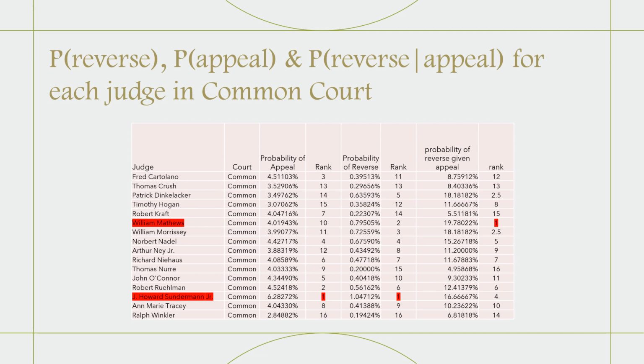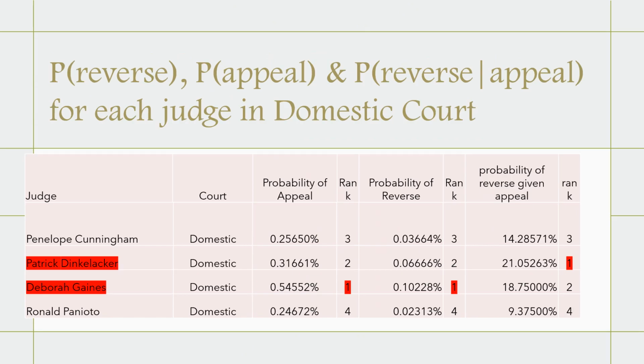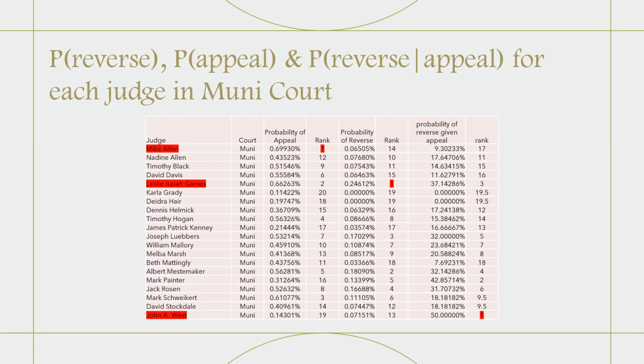Here we can tell Judge William reversed his cases most often relative to the amount of cases he appeals. And Judge Howard is most likely to appeal and reverse his cases. In domestic court, we can tell Judge Patrick reverses cases most often relative to the number of appealed cases, and Judge Deborah is most likely to appeal and reverse cases. In Muni Court, Judge Mike is most likely to appeal cases, Judge Leslie is most likely to reverse cases, and Judge John reverses cases most often relative to the number of cases being appealed.